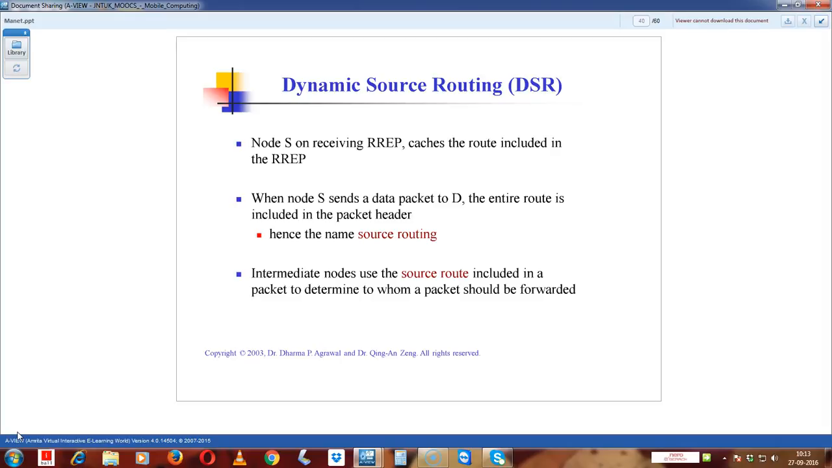Okay, when node S sends a data packet to D, the entire route is included in the packet header, hence the name source routing. When you want to send some data from source to destination, your entire route will be in your packet header actually. So each and every intermediate node will find out where this packet needs to go.